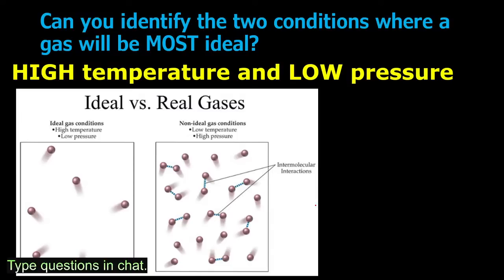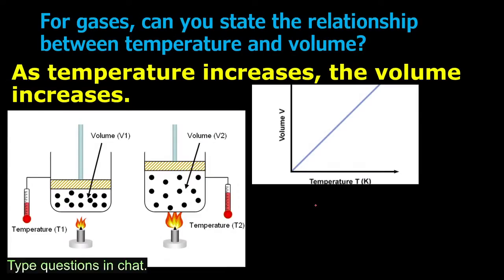Okay? For gases, can you state the relationship between temperature and volume? Well, as temperature increases, the volume increases. As temperature increases, the particles start moving faster and they're going to take up more space. So temperature increases, volume increases.